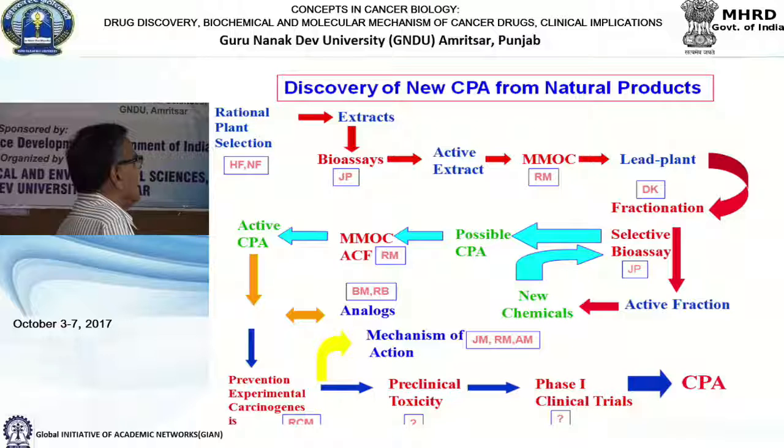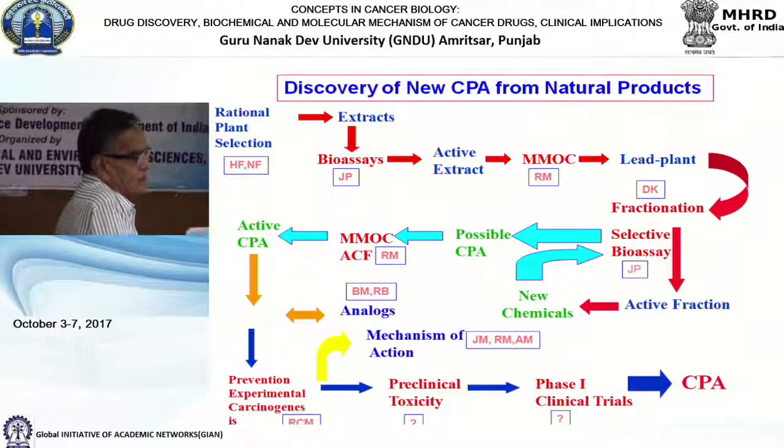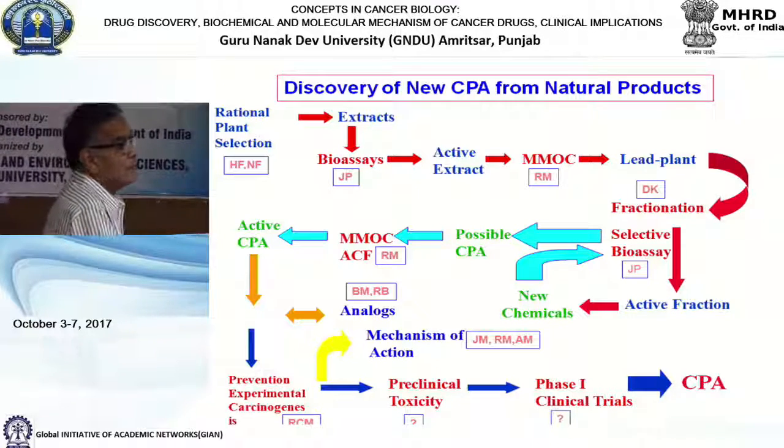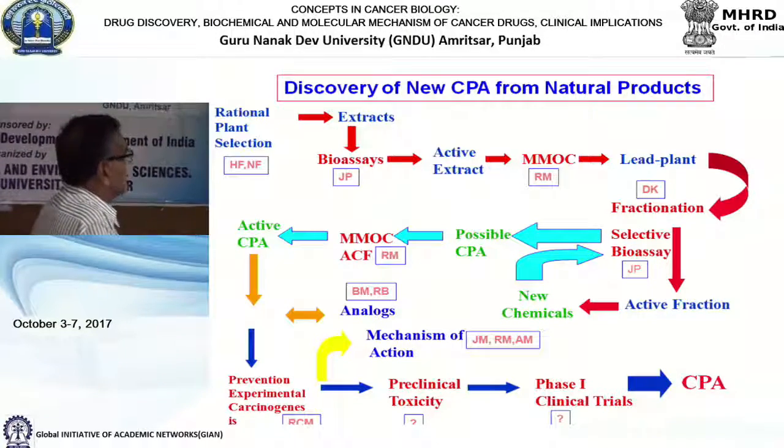You have activity. Now you have a possible chemopreventive agent. It goes through MMOC and ACF, aberrant crypt foci of colon. If it is active, it goes forward. If it's inactive, it gets dropped. So here, this is a judgment call. Say, okay, no, it's not active in my system. So they'll say, okay, then we're going to drop the compound. That's it. Then if it is active, then it becomes an active chemopreventive agent.